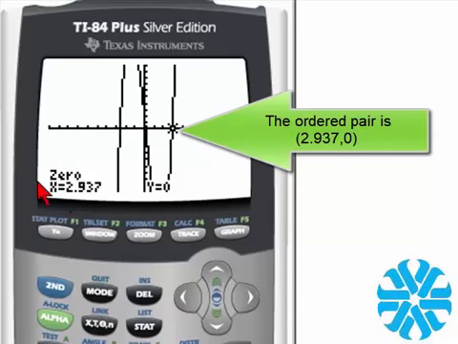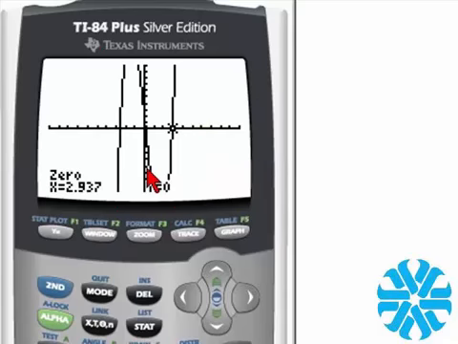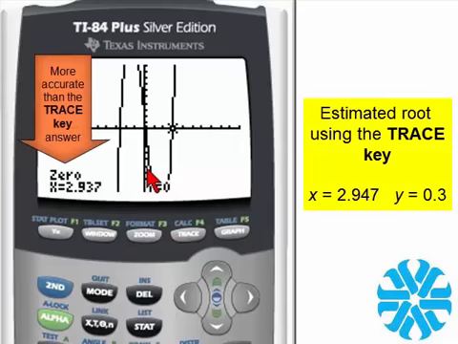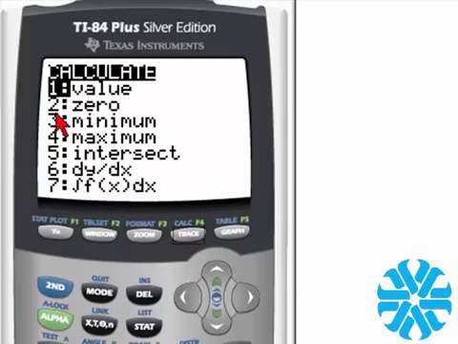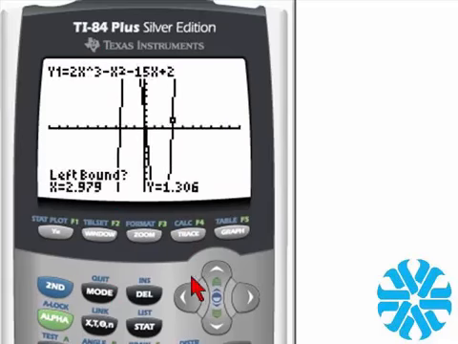The 0 is 2.937, and you can see that's for y being equal to 0. Alright? And recall from the trace key video that the estimated root is shown to the right. Alright, so let's find this root right here, or this 0 right here, and we go second calc, and we want 0, number 2. So let's move it over there.